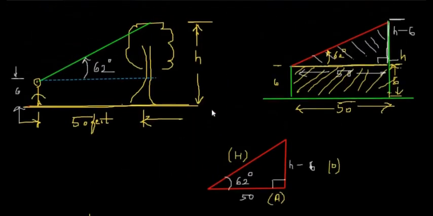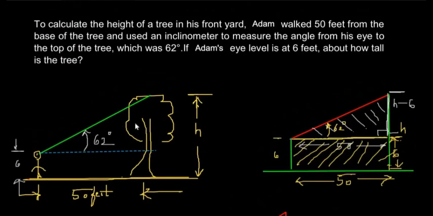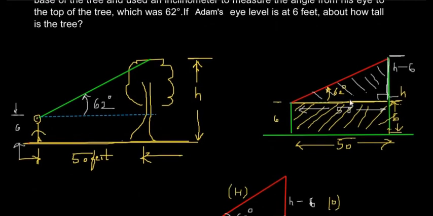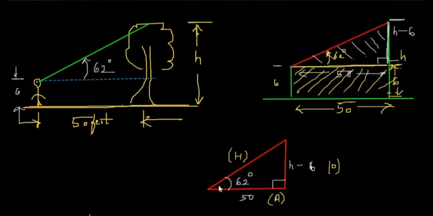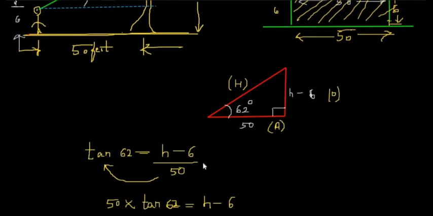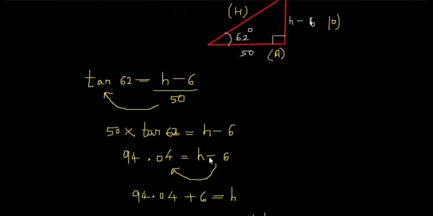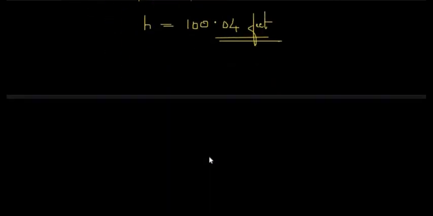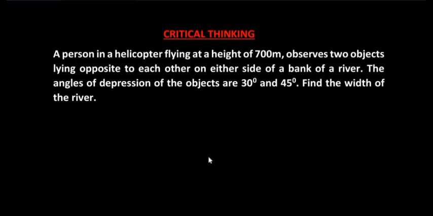So this is how you need to draw the original diagram first using your imagination, and then change it to the right angle triangle. My suggestion is keep on breaking the diagram as much as possible and simplify it this way, so that it becomes really easy for you to calculate the things. Let us move on to the next question, which is a critical thinking question.